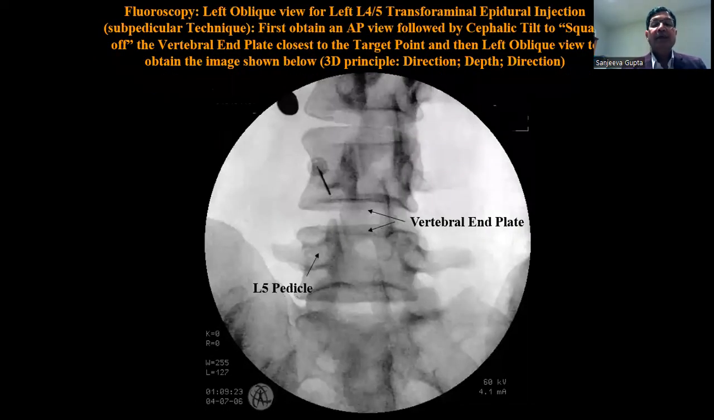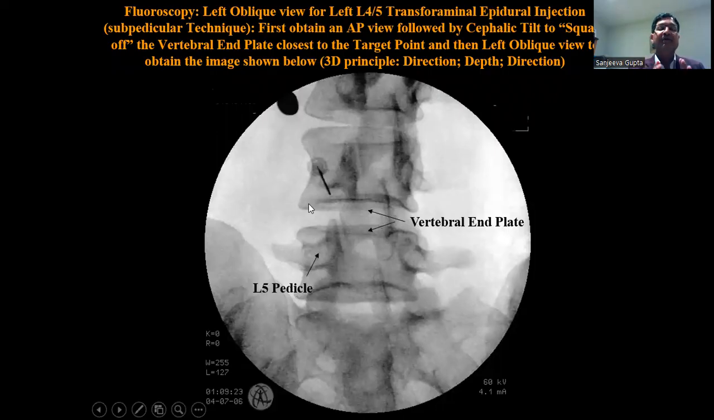Left oblique view for subpedicular transforaminal epidural injection. As I said earlier, get a true AP view with the spinous process in the center of the two pedicles, then cephalic or caudal tilt, in this case cephalic tilt, to square the vertebral end plate closest to the target. Now you can see here, the vertebral end plate at the top end is quite oblong, that's not squared. But at the lower end, it is still not squared, but it is a compromise.